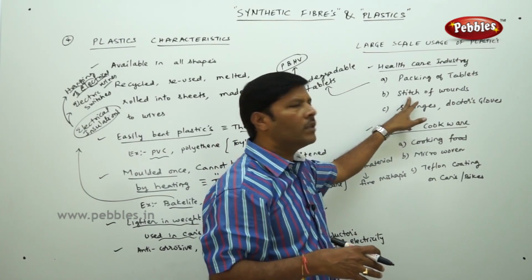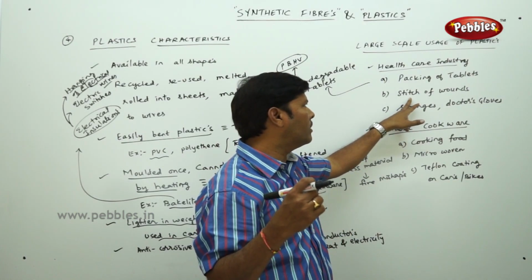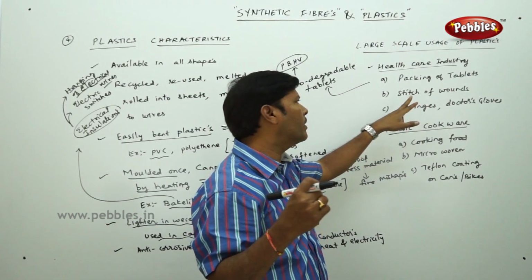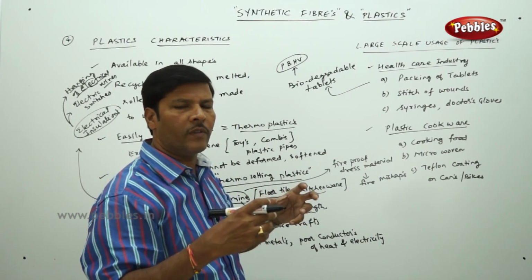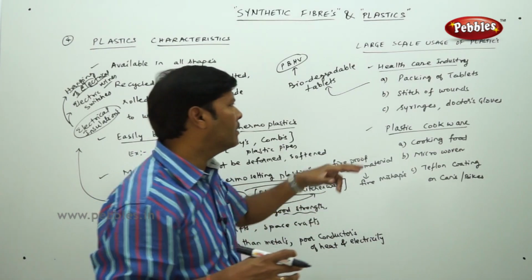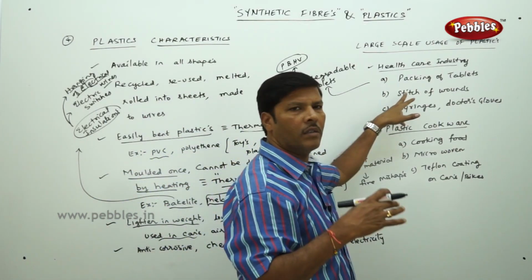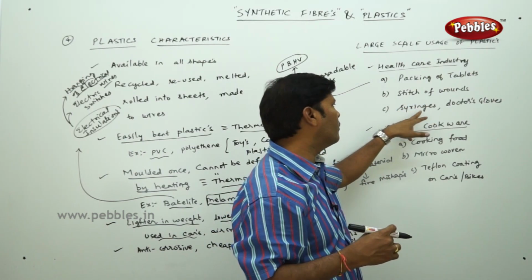And it is also used in stitches of wounds. The fine thread of the plastic, nylon thread or whatever, is used in stitching the wounds of a person who is suffering from severe injury, or if there are any severe cuts and bleeds. The bleeding and cuts are arrested by using the stitches of wounds.